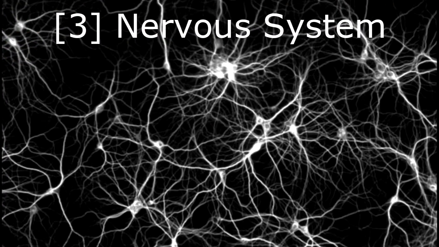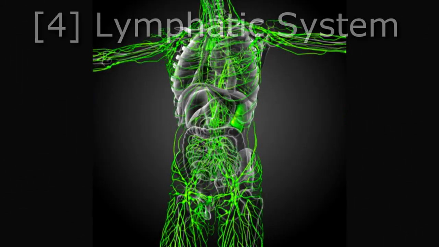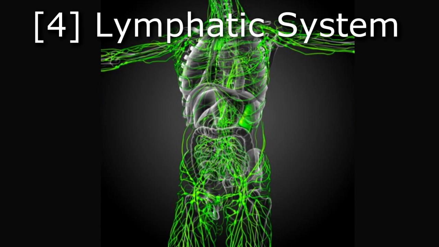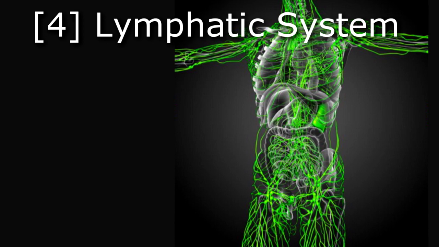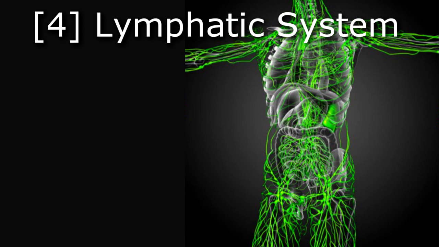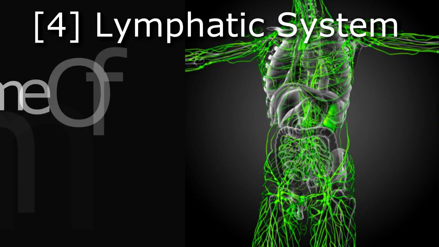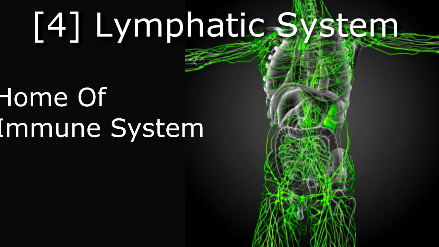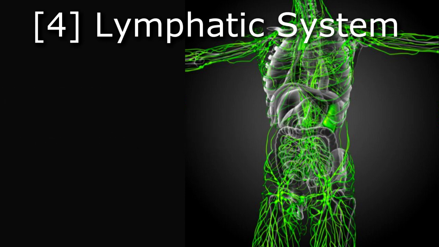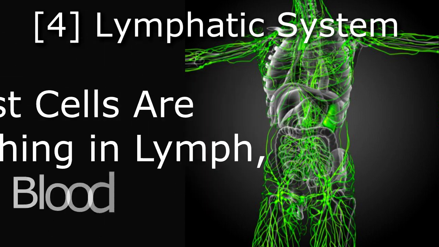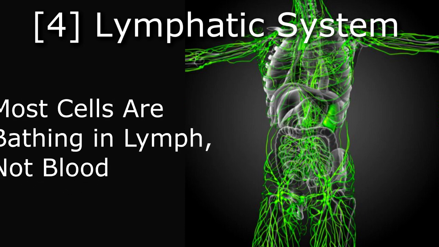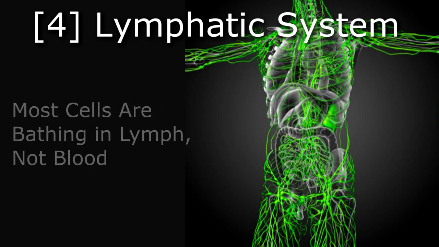So back to the body, the third is the nervous system, in the brain, and here you can see a few images of fractal branching in the neurons in the brain. The next is the lymphatic system, which, kind of like the circulatory system, doesn't quite branch to the level that the circulatory system does, but very close. This is the home of your immune system, as well as sort of like a sewage system in your body. Most of your cells are bathing in lymph, not blood. Blood is carrying nutrients to the capillaries, which diffuse into the lymph, into the cells.